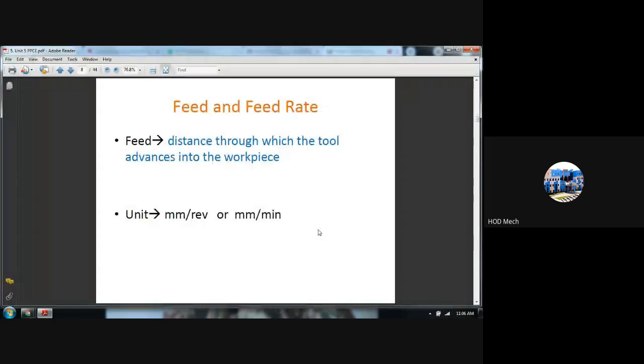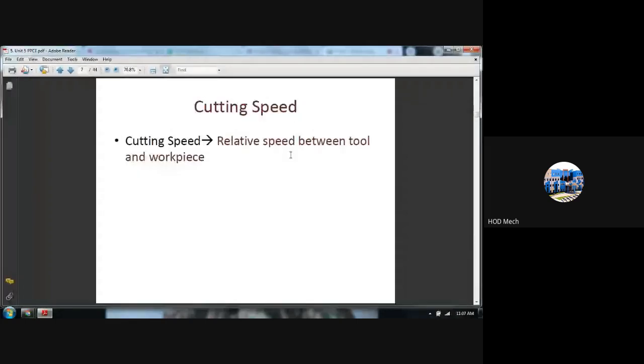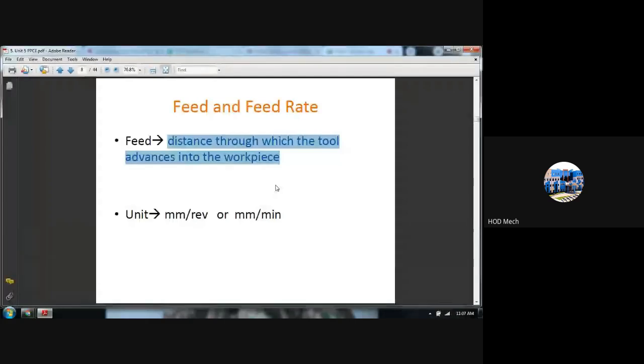Coming to feed or feed rate. Now, the length of cut is usually measured in mm, always in mm. Cutting speed is measured in RPM or mm per minute. Then feed or feed rate is the distance through which the tool advances into the workpiece.